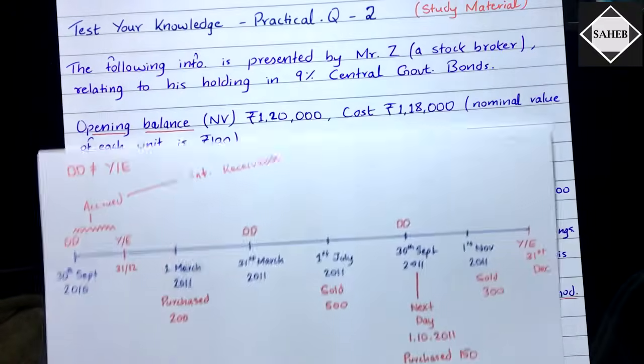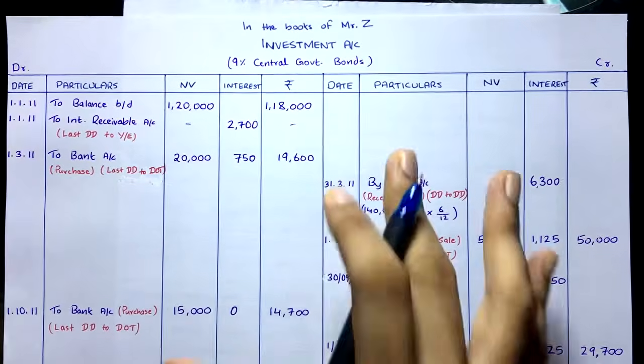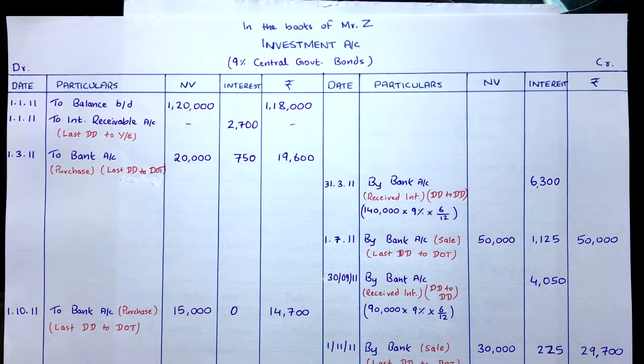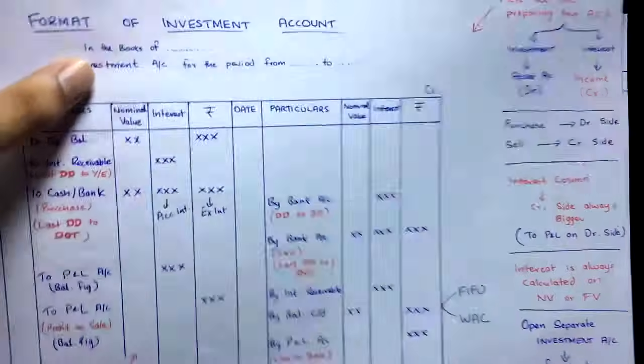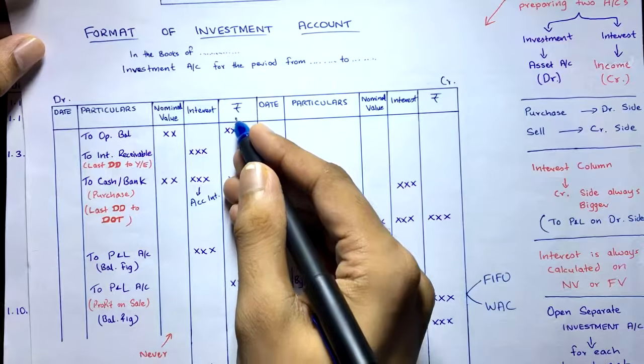So now let's solve this problem. Let's see how to solve this. Now here we have the solution. Let's understand how to solve this problem. So I hope you already know the format. Here, what are we doing? We are preparing two accounts, interest account and investment account.